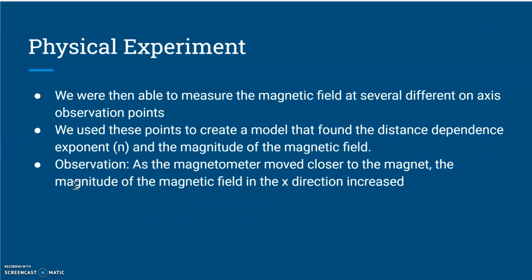Once we set up our experiment, we were then able to measure the magnetic field at several different on-axis observation points. We used these points to create a model that found the distance dependence exponent, which is n, and the magnitude of the magnetic field. An important observation that we made is that as the magnetometer moved closer to the magnet, the magnitude of the magnetic field in the x direction increased.